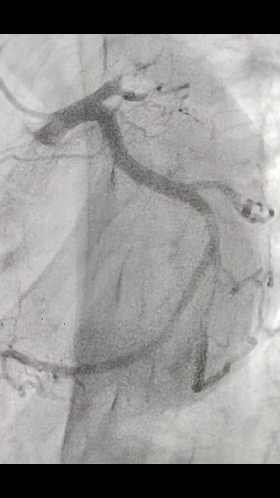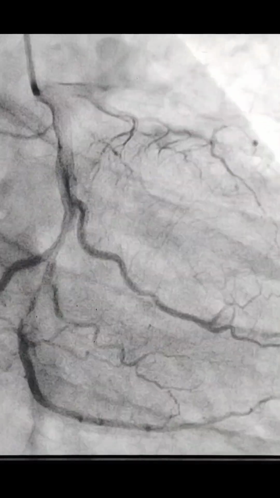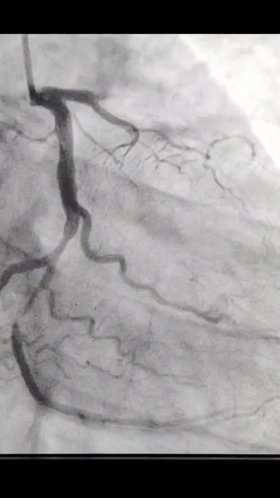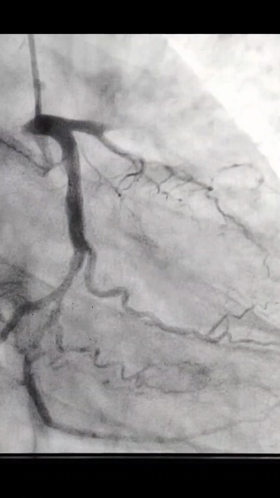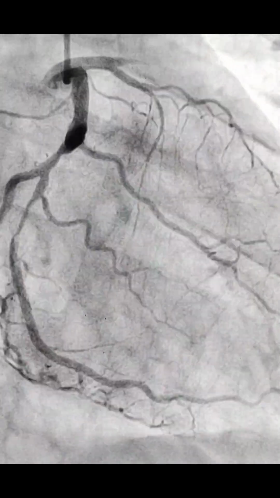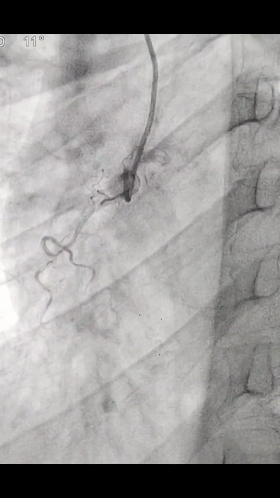This is a caudal view. This is an AP caudal view, and you can see the 100% total occlusion in the proximal LAD, and there's a thrombotic almost 90% occlusion in the OM2. So this is the RAO lateral view, and you can see the same thing. And this was the RCA non-dominant, LCX was the dominant.